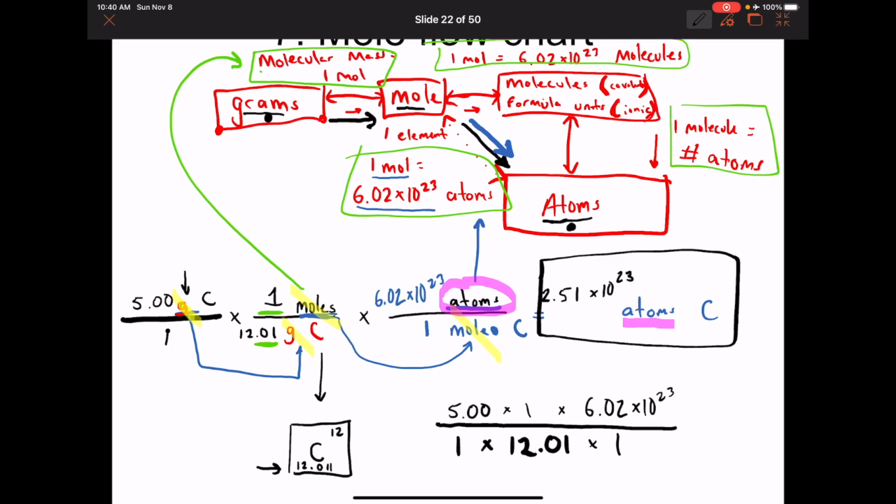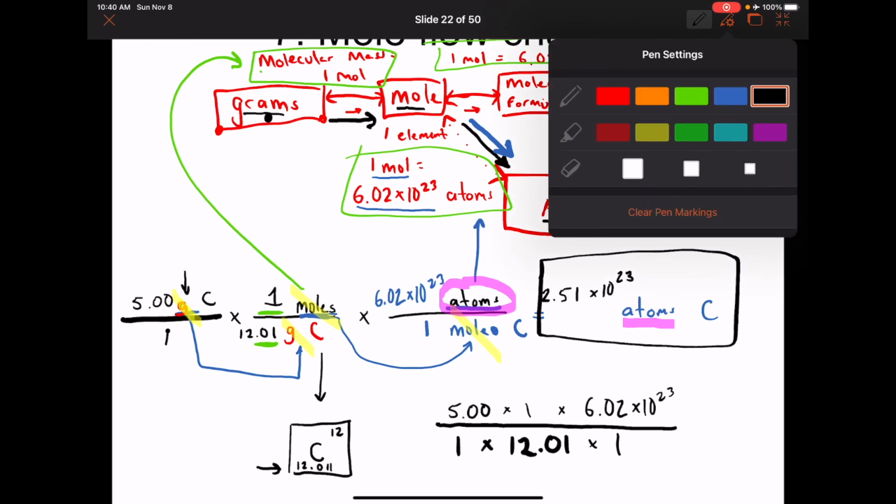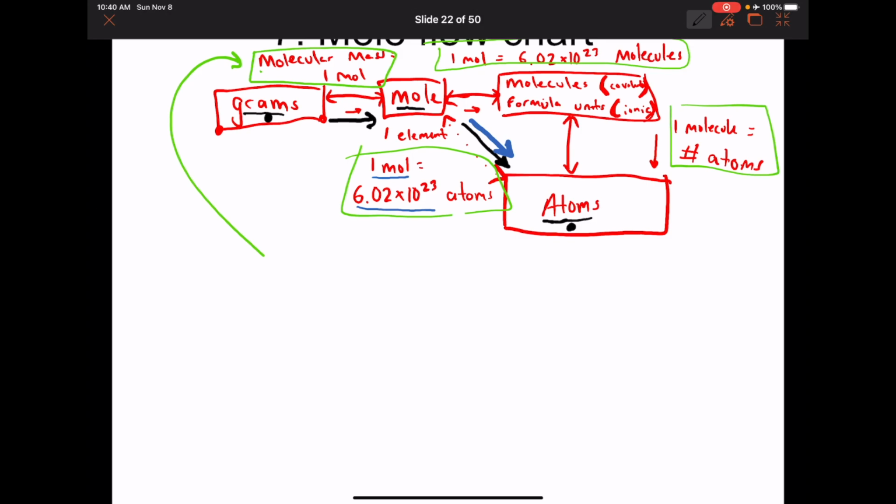Okay, now let's do this again with something where we actually have to go a little bit further, where there's molecules involved. So let me erase. Okay, so now we're going to do 5 grams of carbon dioxide.